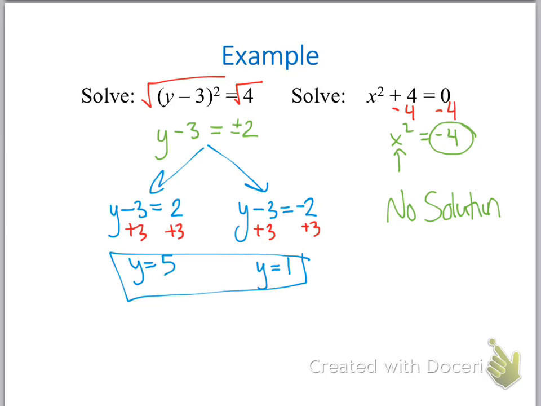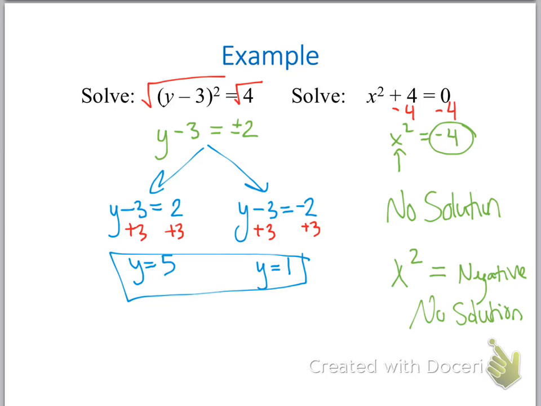If something squared equals a negative, that's going to be your no solution. You can't take the square root of a negative number.